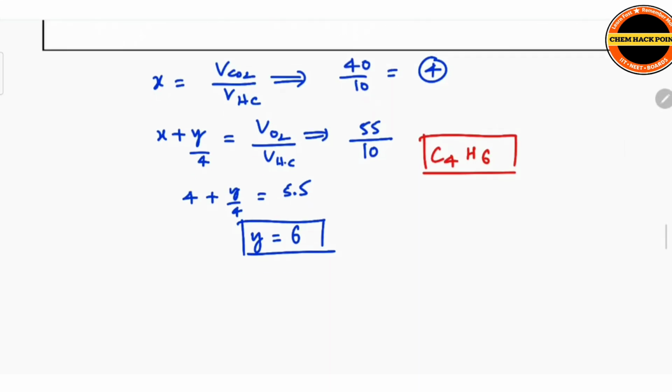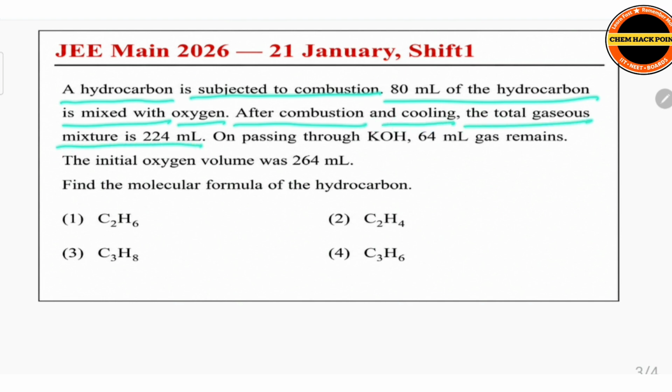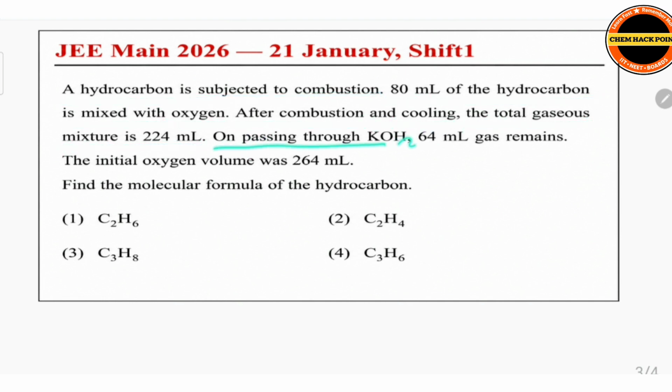Again same trick. Next, moving further. JEE Mains 2026 question, 21st January shift 1. See the question once, everyone. A hydrocarbon is subjected to combustion. 80 ml of the hydrocarbon is mixed with oxygen. After combustion and cooling, the total gaseous mixture is 224 ml. On passing through KOH, 64 ml of gas remains. The initial oxygen volume was 264 ml. Find the molecular formula of the hydrocarbon.